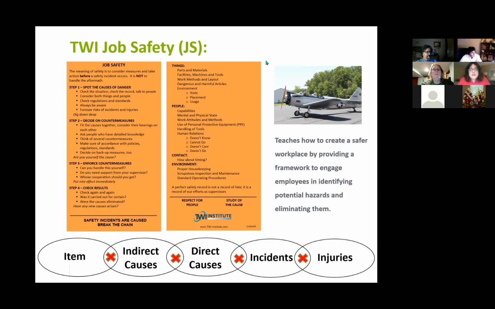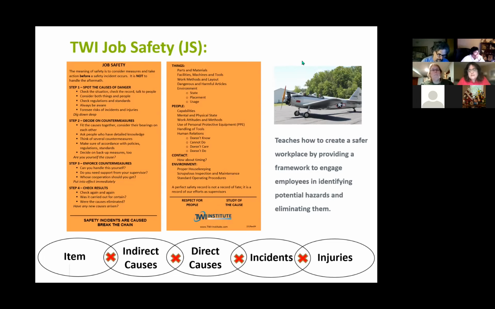But this job safety class is a beautiful tool technique. Again, you see it's a 4-step method. The orange card on the left, 4-step method. But ultimately, what we're doing here with job safety is teaching everybody a routine or pattern that allows you to break the chain to prevent incidences, meaning near misses or injuries.